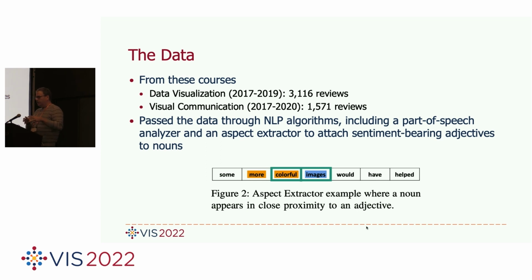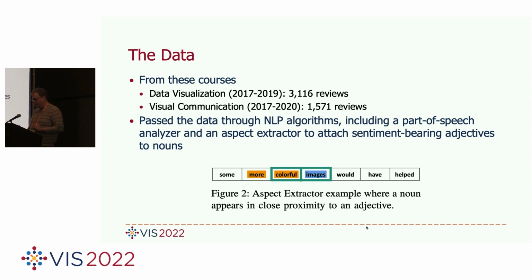An aspect extractor is a way of attaching sentiment to words that are aspects. So aspects are things like nouns. So like the term visualization is a noun, or in this case, the term images is a noun. And the aspect extractor will attach these sentiment-carrying words, such as colorful, to a particular noun of images. Now, in this particular case, this is an interesting case because colorful would normally be considered a positive sentiment word, but here we also have this more before the colorful, and so it's a negative sentiment that gets attached to this images aspect.